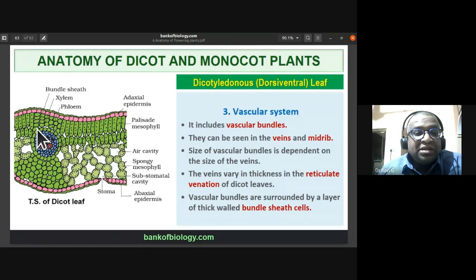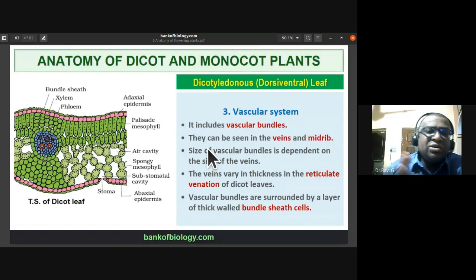So the vascular bundles are surrounded by a layer of thick-walled bundle sheath cells. That is another point that you have to remember. This is regarding the description of dicotyledonous leaf. Again, you should see here they don't have endodermis, they don't have pericycle regions. Cortex, we don't call them. Instead, we are using the term mesophyll. The region in between the adaxial epidermis and abaxial epidermis, those tissues we call mesophyll.